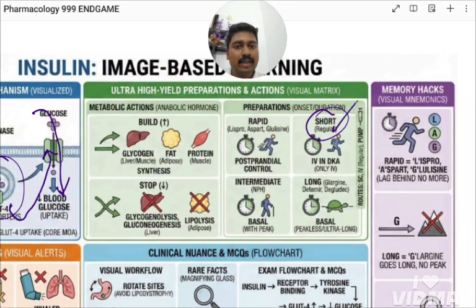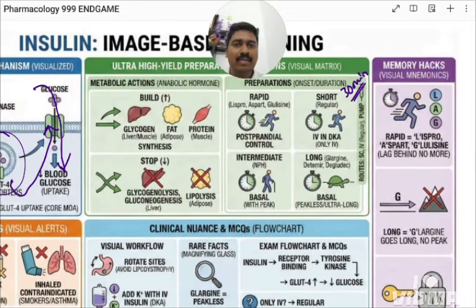Short acting insulin is regular insulin, which is used in DKA. Remember, this question will definitely come: which insulin is used in DKA, diabetic ketoacidosis? We use regular insulin. And this regular insulin is given some 30 minutes before the food, because it has to take some time for action.